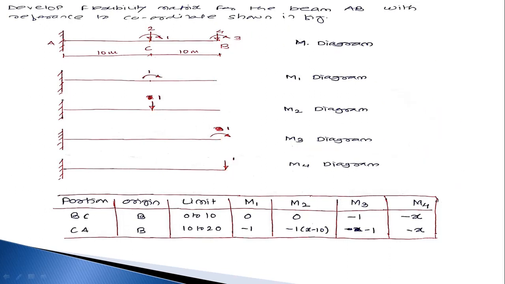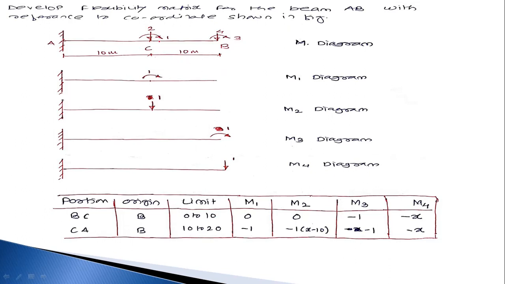Now consider CA portion, origin B. Now the limits become, I am considering only the AC portion, so limits become 10 to 20. From point B, C point is a 10 meter point, and from point B, A point is a 20 meter point. So limits become 10 to 20.